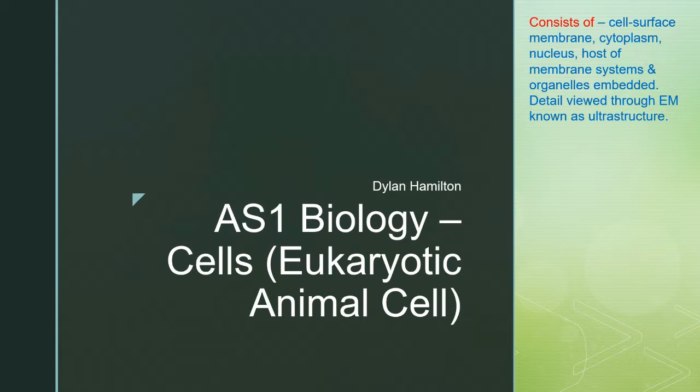We're going to start off by talking about the eukaryotic animal cell. This is going to fall just after microscopes, so I do recommend going to watch the microscopes video, which is the second one we put out in the series, before watching this. Basically, you'll see in the top right-hand side, that's describing what a eukaryotic animal cell consists of, such as a cell surface membrane, cytoplasm, nucleus, a host of membrane systems, and organelles embedded throughout it, and you can have a detailed view of this through an EM electron microscope, known as ultrastructure. So let's get into the video anyway.